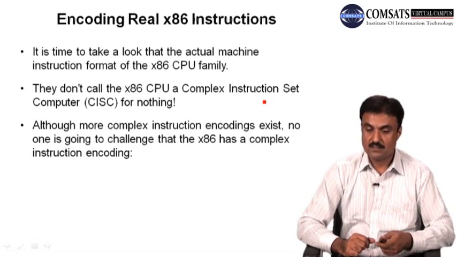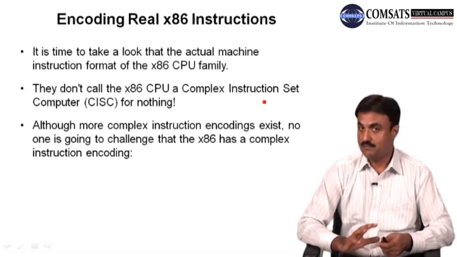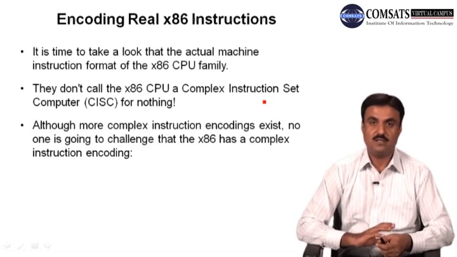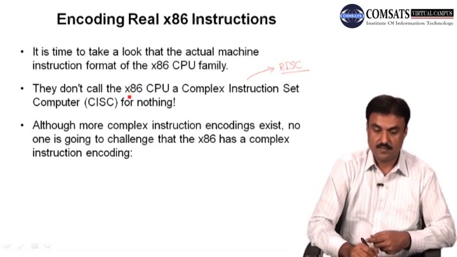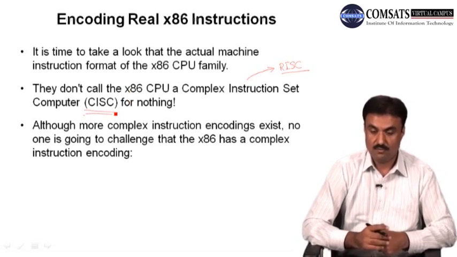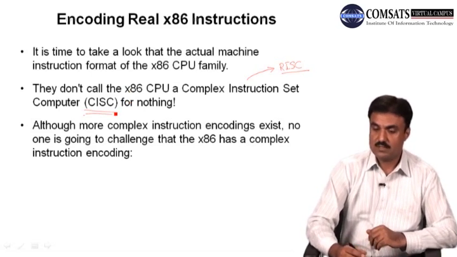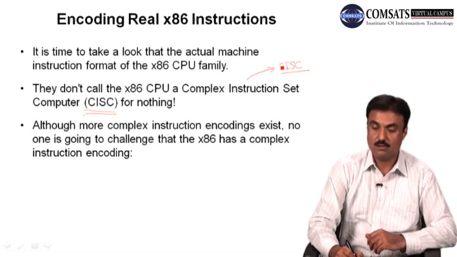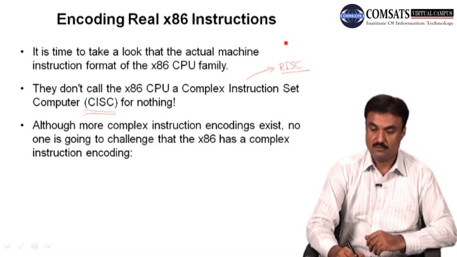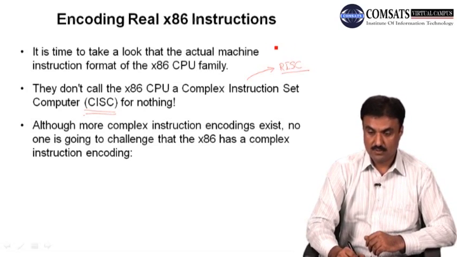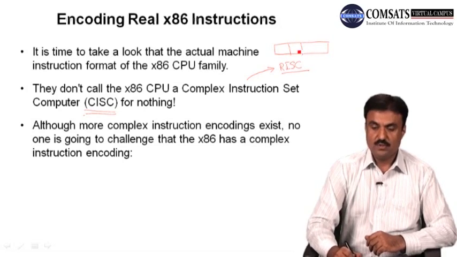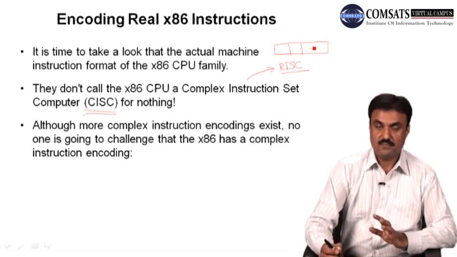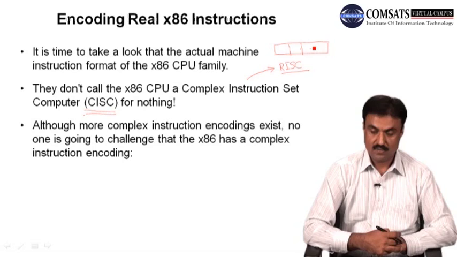They don't call the x86 CPU a complex instruction set for nothing, because it is really a very complex instruction set. On the other hand, if you go to the RISC instruction set, in this course we mostly covered the CISC instruction set format. However, RISC is very simple. That is the reason it is called reduced instruction set computer. There are only 32 bits, and this whole 32 bits is divided into, for example, opcode and other fields.